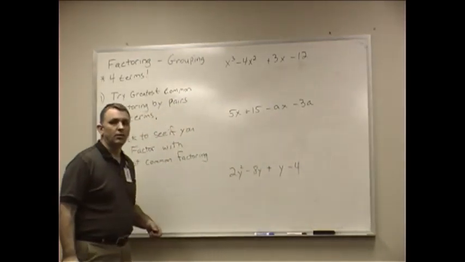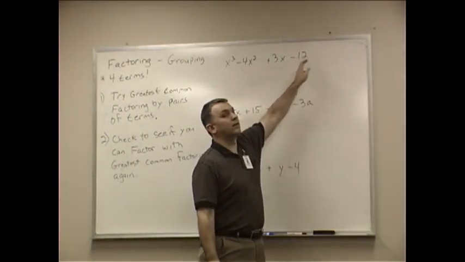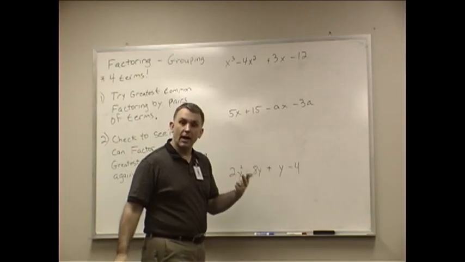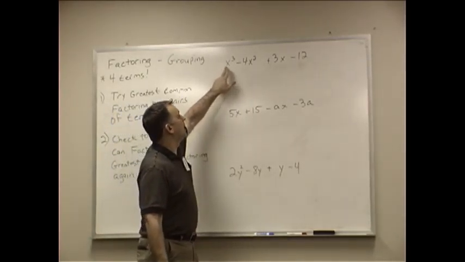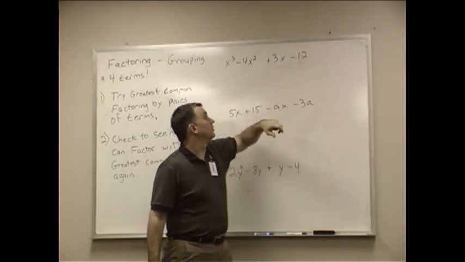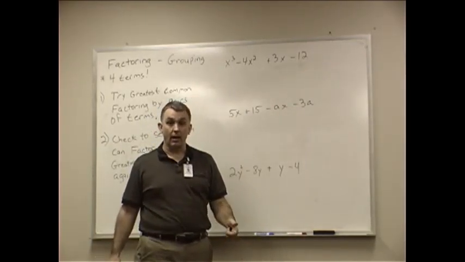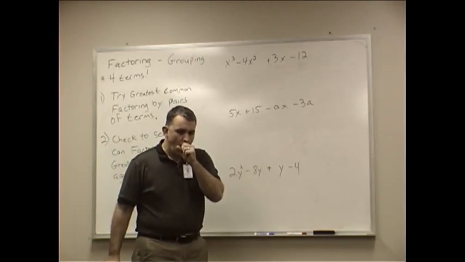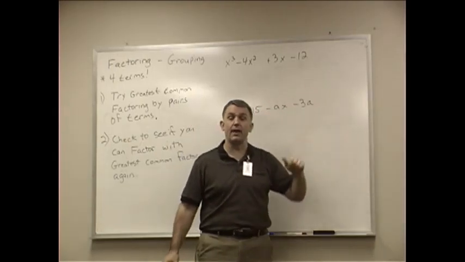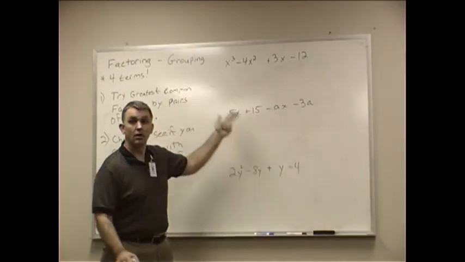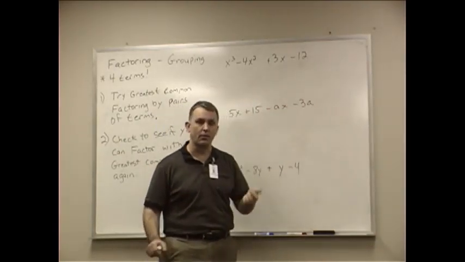Okay? So now, we do take a quick glance. Is there anything that I can factor out of all 4 of them? We do glance for greatest common factoring every time. I don't have any x's. I've got a 1 here. As soon as you have a 1 in front of any term, the greatest common factor is 1. So there's nothing you can divide out of all 4 of them.